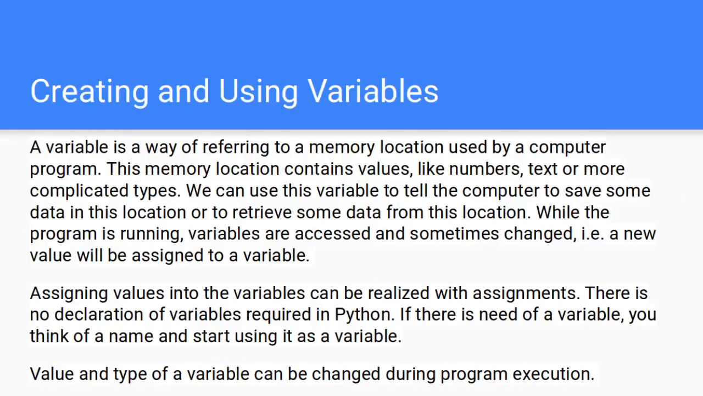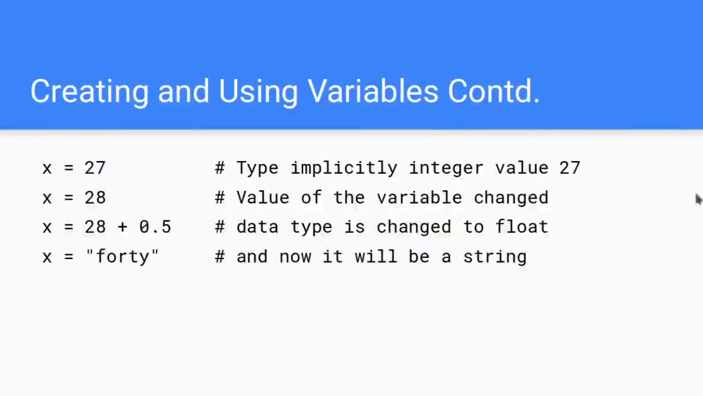Value and type of a variable can be changed during program execution. So the variable actually doesn't have type. The variable points to objects that have type. So it's not that the variable changes type, the value of the variable changes. In other words, the object that the variable points to changes. Points to a different object with a different type, perhaps.